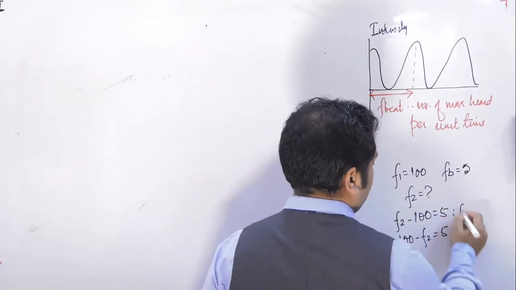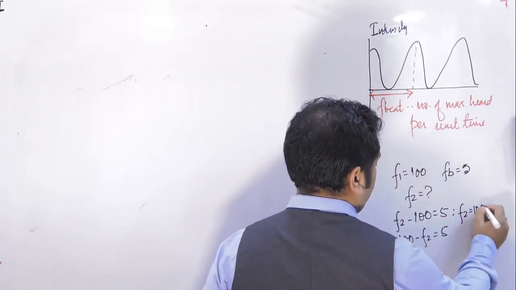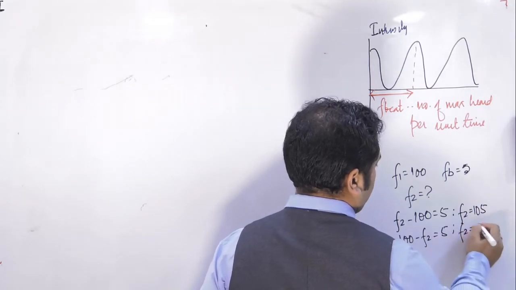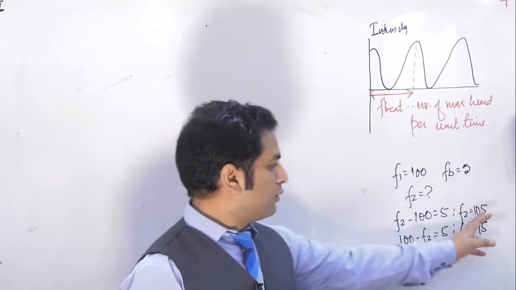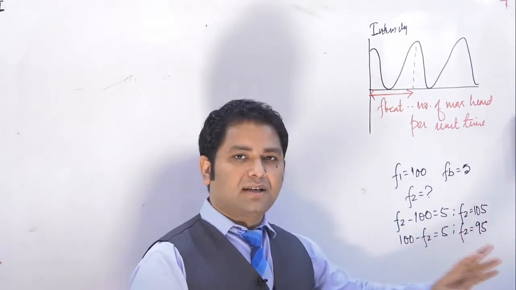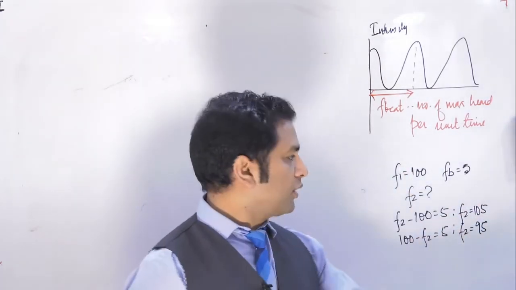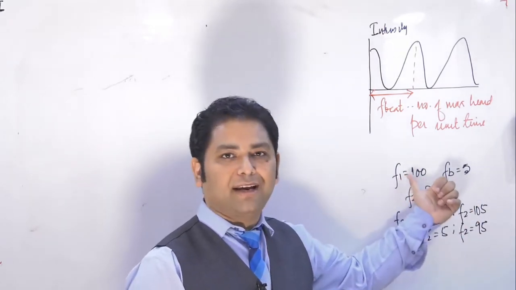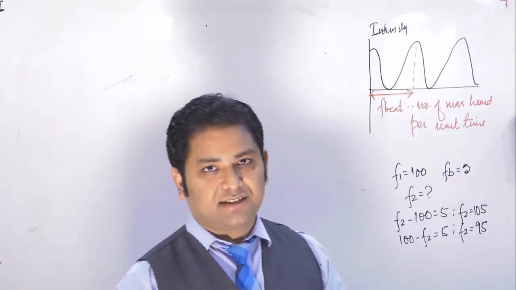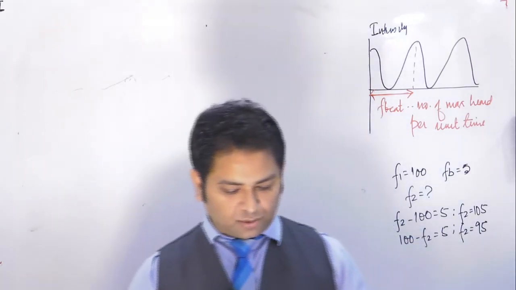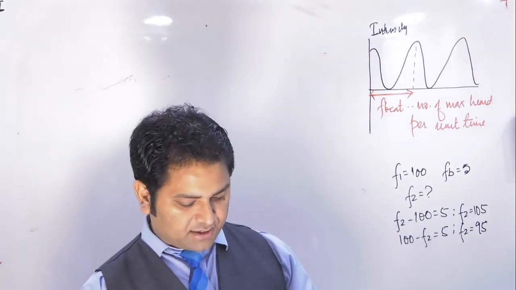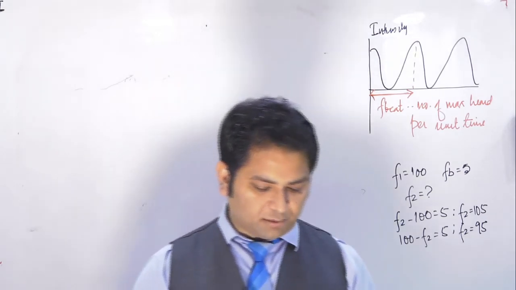According to this, F2 will be 105. According to this, F2 will be 95. So both 105 and 95 are going to produce a beat of 5 when played with 100 Hz. So that thing has to be clear. Janvi and Kotesh have additionally filled up with the option. That's great.